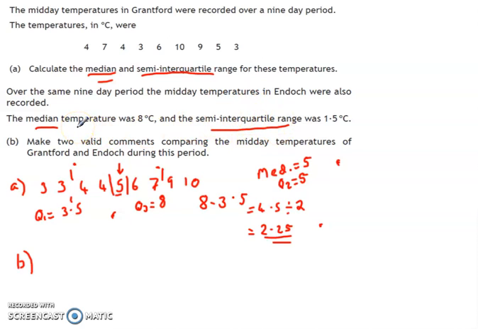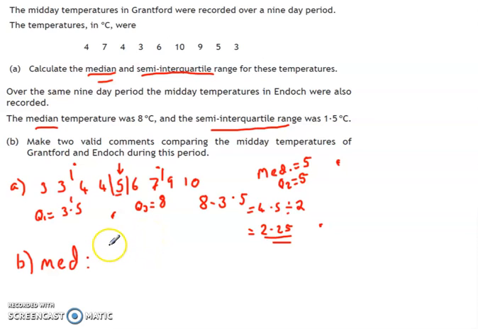Now we know the median is a type of average. So when we make this comparison, we look at an on average type of comparison. So on average, this was bigger than that. On average, this was higher than that. That sort of comment is what we would need to make. So for this one, we'd have a look at comparing the medians. The median for this one in Endoch was 8 degrees Celsius. The median of the one that we originally had, Grantford, was 5. So Grantford has a lower median than Endoch.